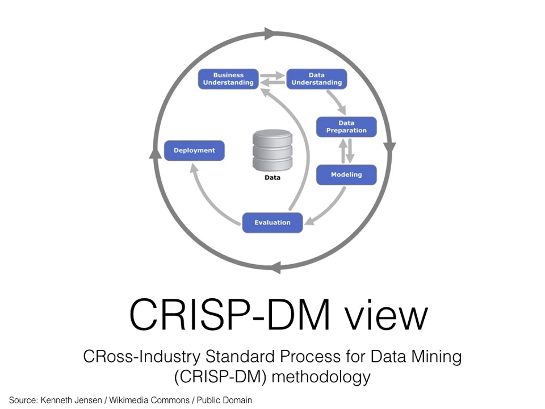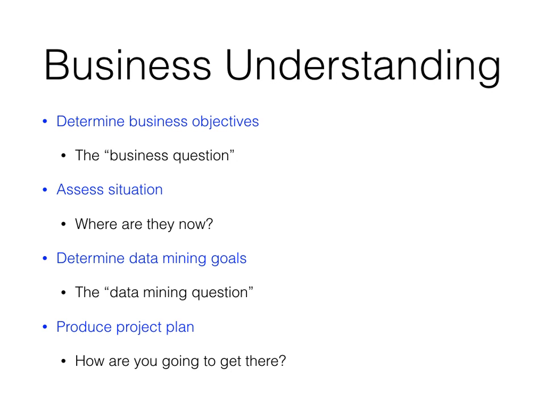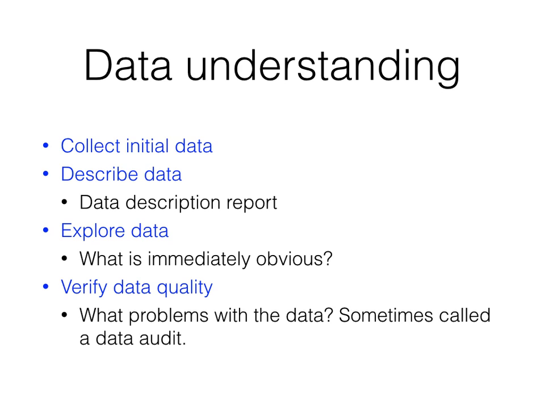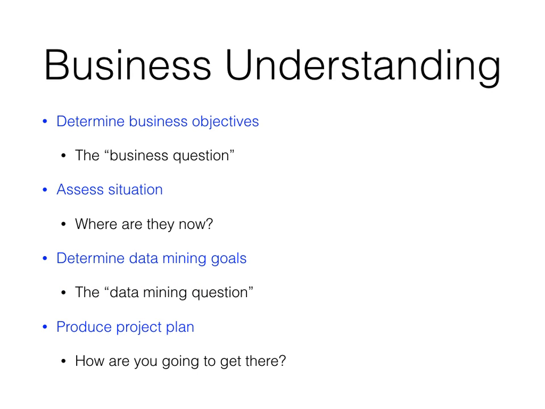And this is a picture of the 6 phases again. So let's first look at business understanding in a bit more detail. The kinds of things we're interested in doing here are determining the business objectives, and here we're trying to understand the business question. So what do I mean by this? The business question is the problem that the business wants to solve.